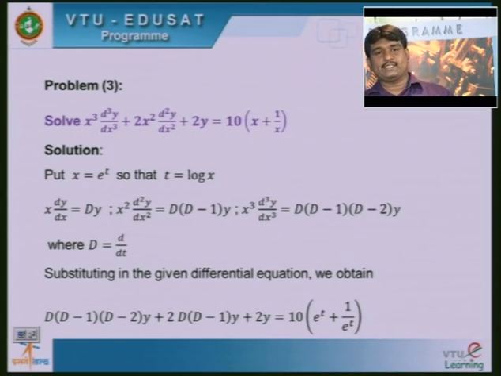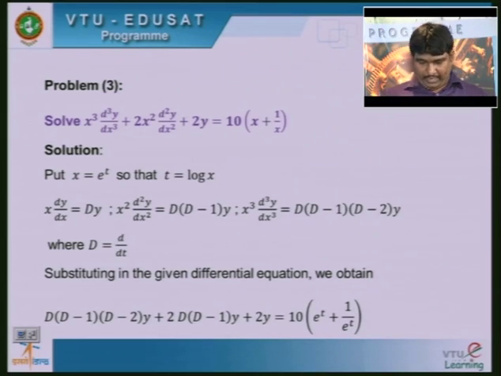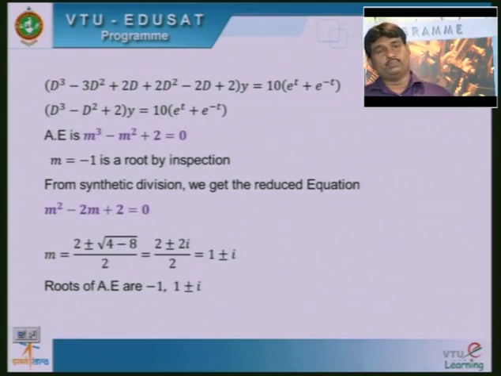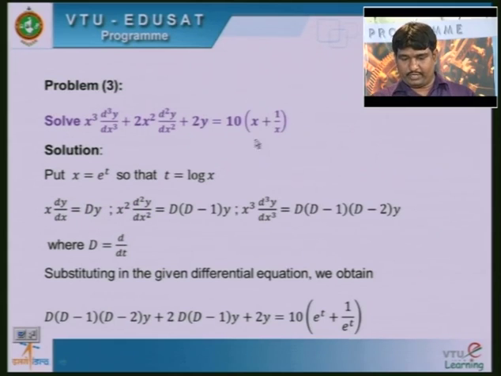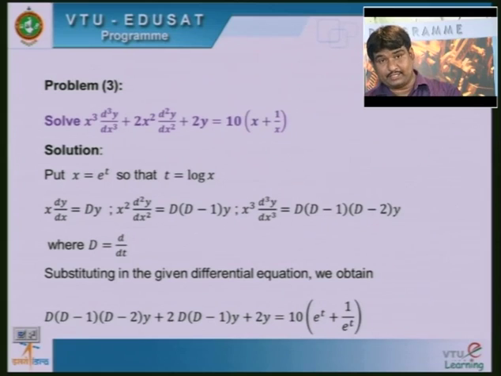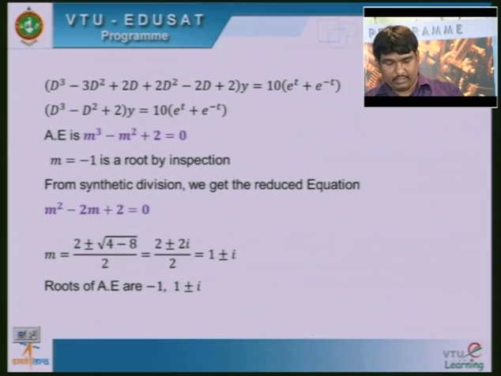When you substitute all this in the given equation and simplify, we get D cube minus D square plus 2 of y equals 10 into e to the power of t plus e to the power of minus t. So I have converted: x is e to the power of t, 1 by x is 1 by e to the power of t. Convert x in terms of t and express everything, because the LHS is a derivative with respect to the independent variable t. Now the auxiliary equation is m cube minus m square plus 2 equals 0.